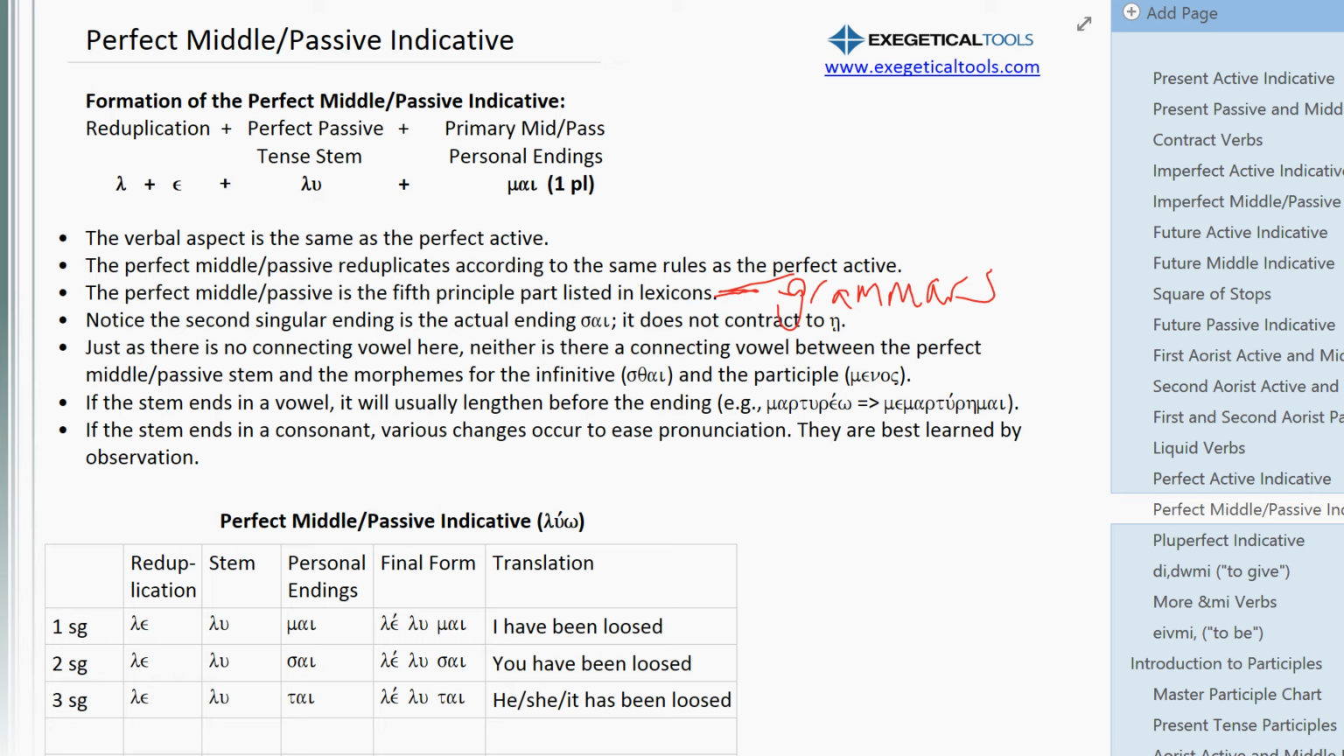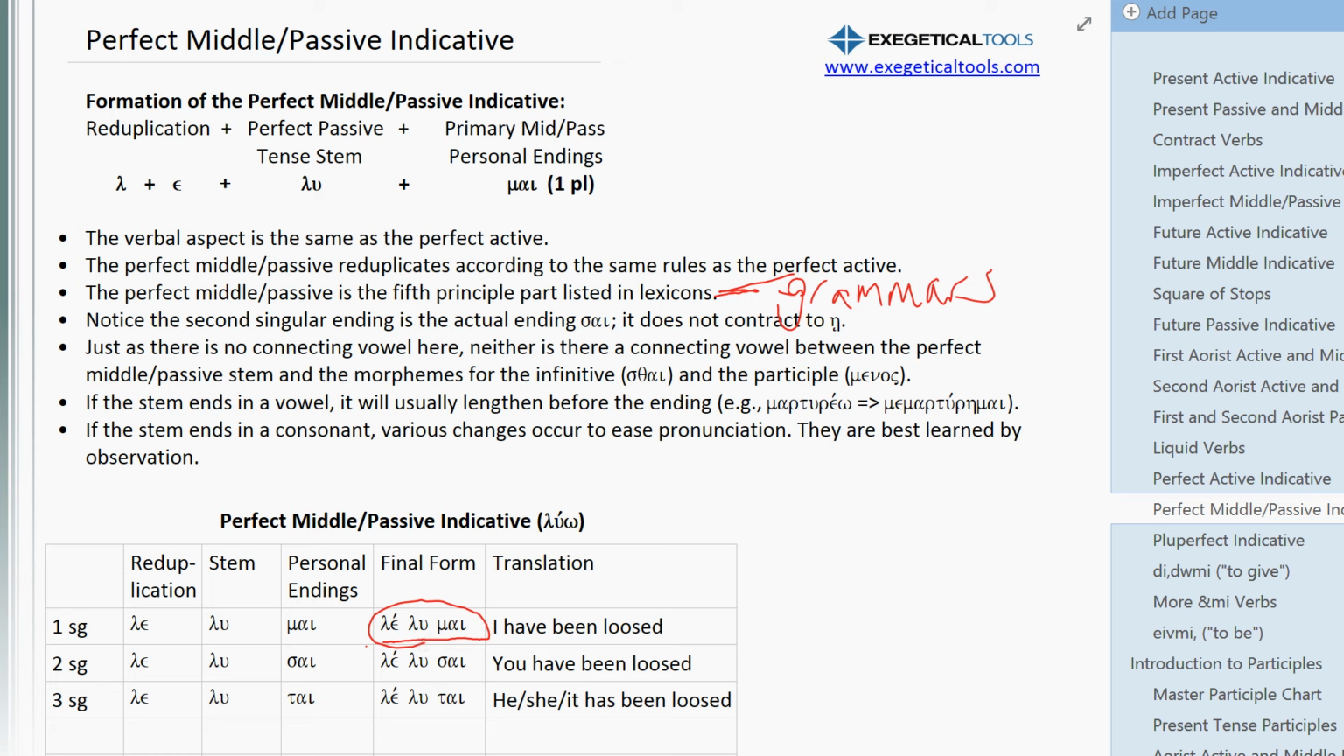So if you are looking in something like that, the fifth principal part would be the perfect middle passive, and it'll of course be the first singular form of it. So for luo, lelumai would be the principal part.